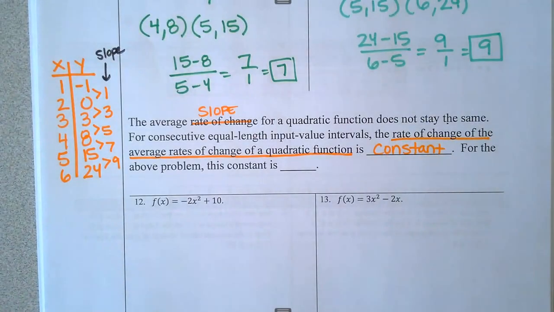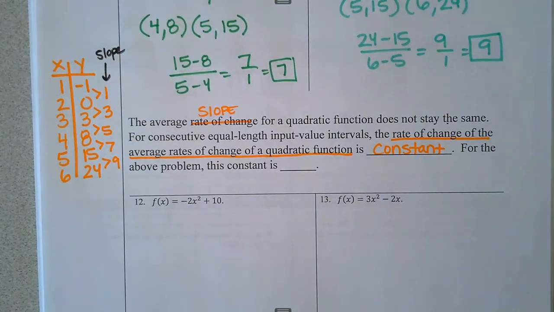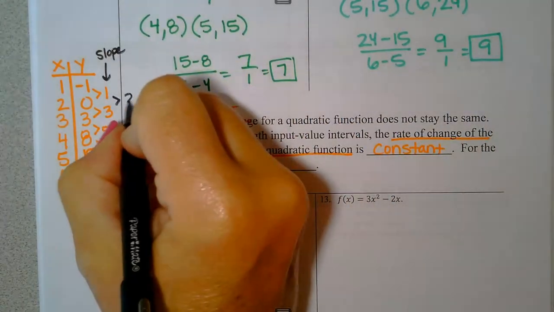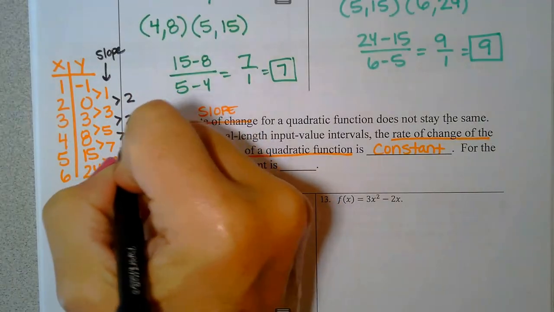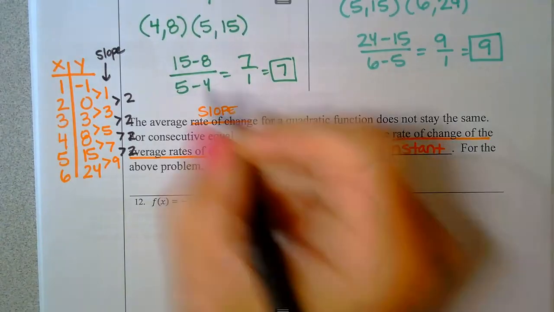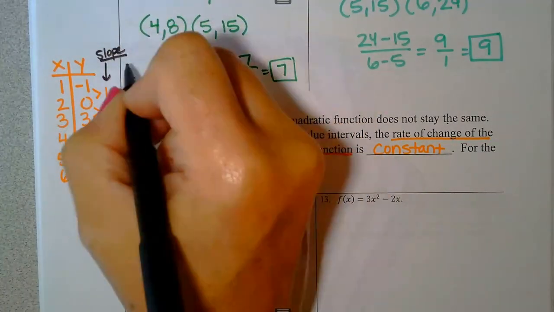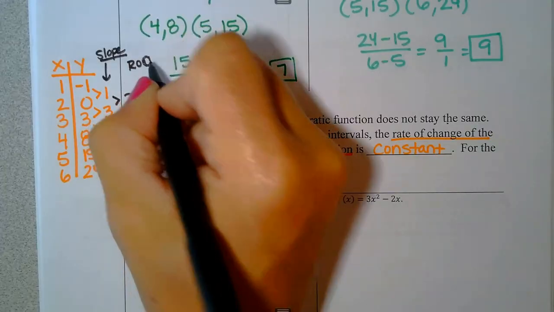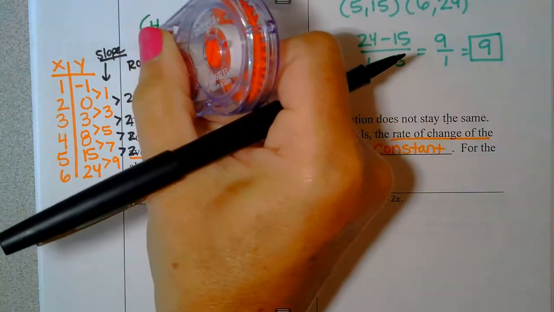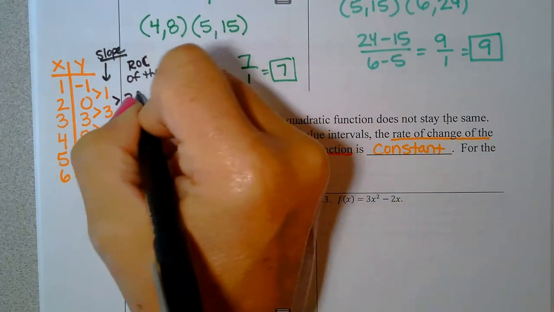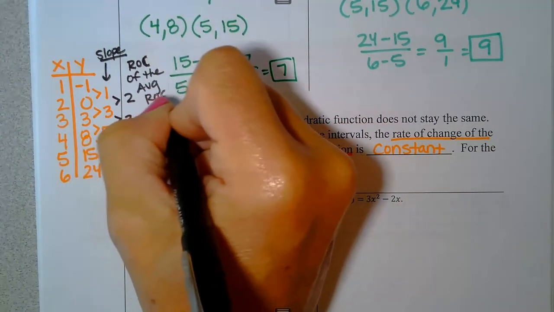So what were we going on? We were going on the increasing side of the parabola, weren't we? And then if I do the second difference, like Miriam was saying, it's the rate of change. So this was the slope. This is the rate of change. If you just write ROC, that's perfectly fine, of the average rate of change.